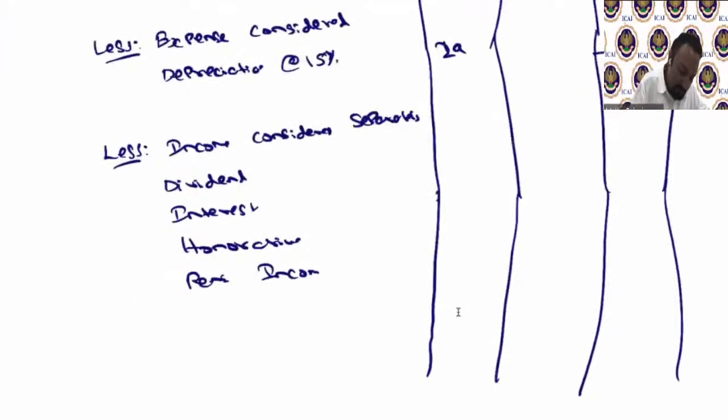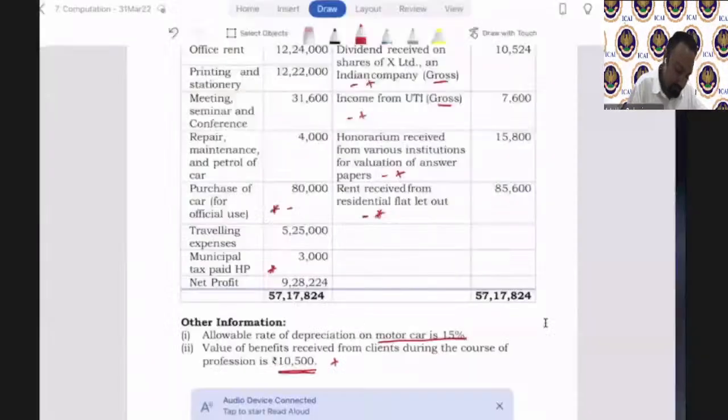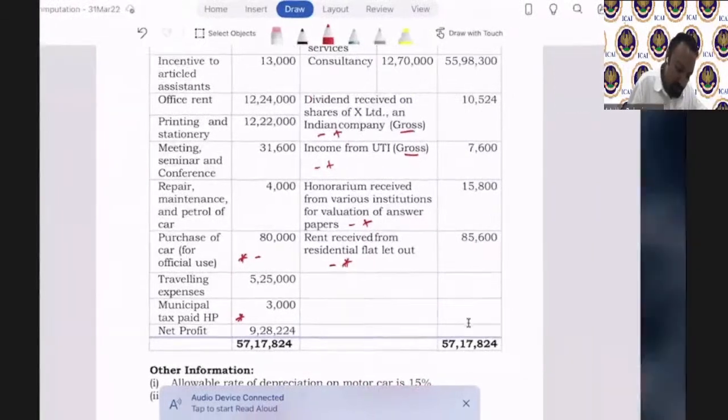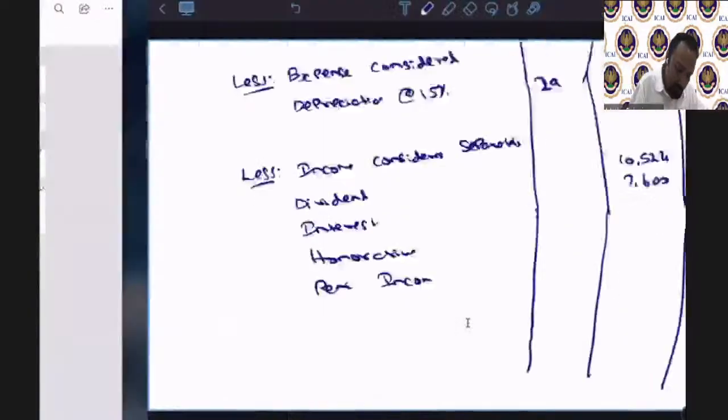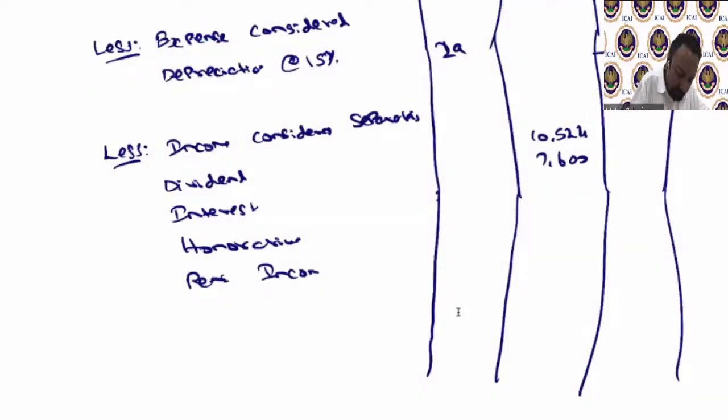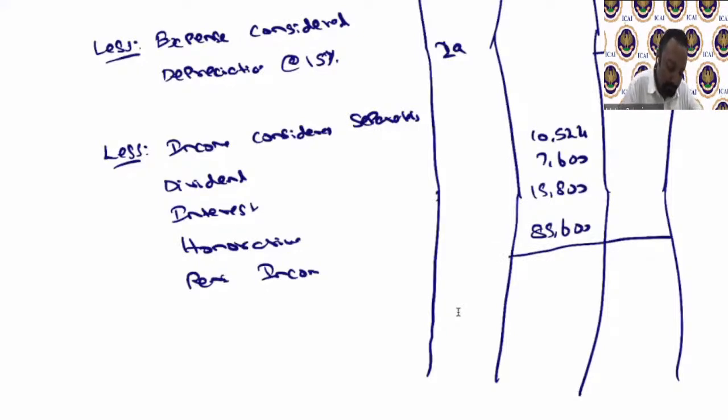So for dividend, it is how much? 10,524, 7,600, and honorarium is 15,800. Then this is 85,600. So we need to see how much it is.